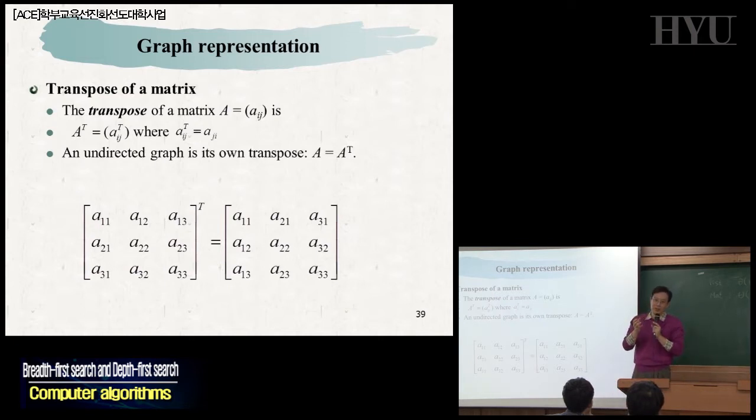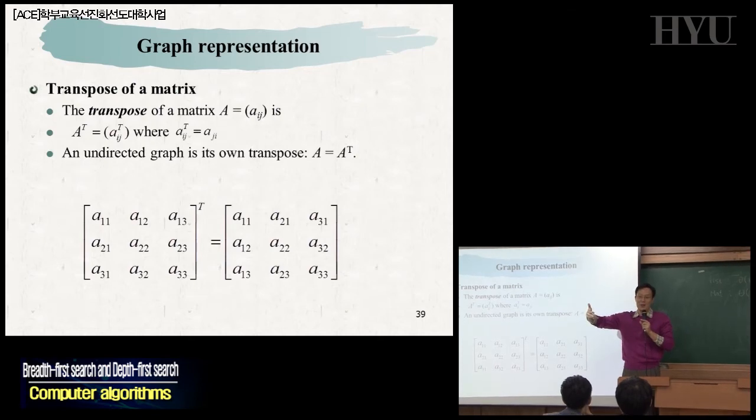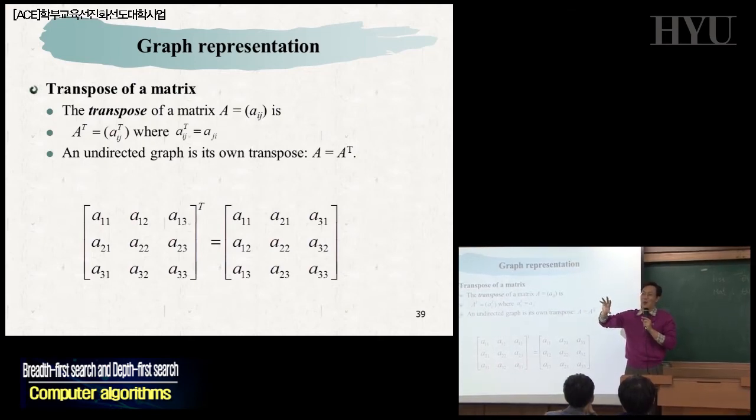So we have a directed graph, and we have an adjacency matrix of the graph. And then we take the transpose of the matrix. So which graph does this graph represent? Yes, the edge directions are reversed. Okay? Understand?